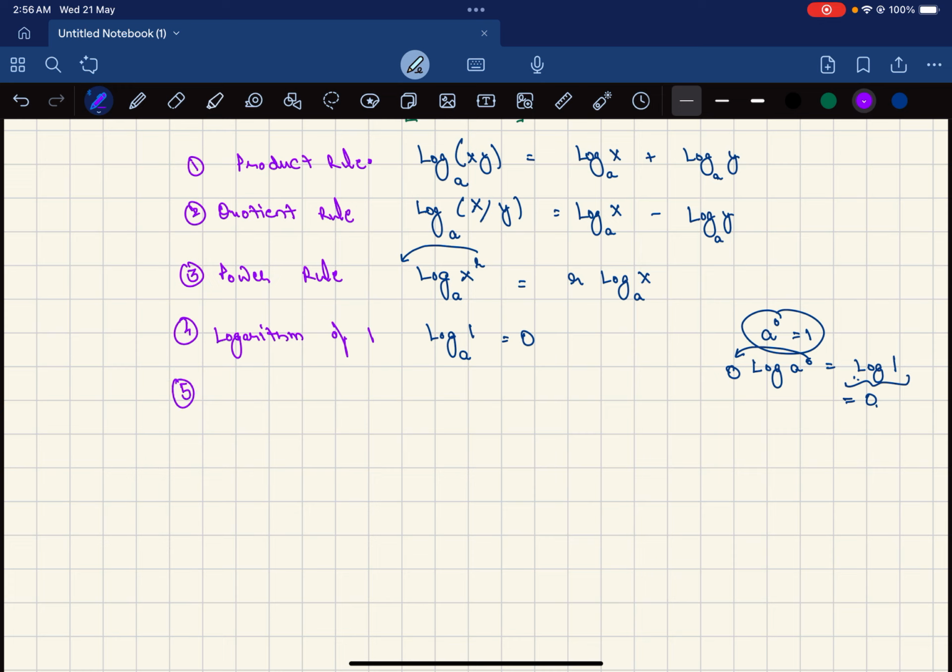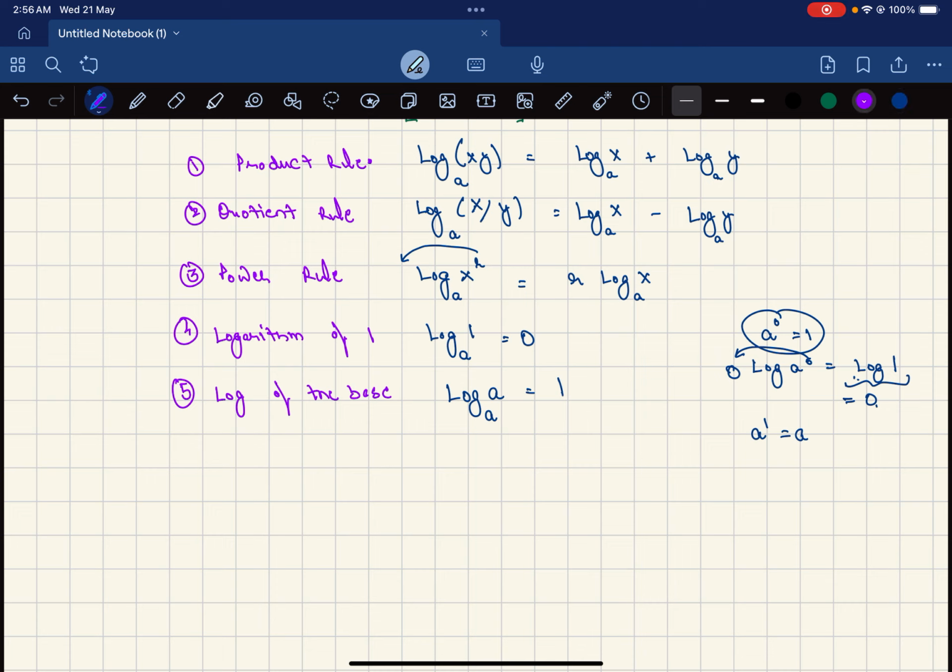Then we have log of the base. So log of the base means we are keeping the log and the base the same, and this is always equal to 1 because a to the power 1 is a. So we can bring the power of a as 1 to get a itself.